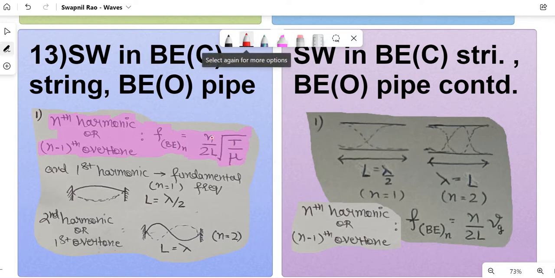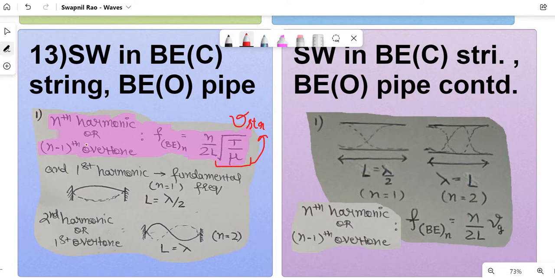It is equal to n by 2L under root T by mu. This is basically nothing but the velocity in a string. I'll write it as STR. Do you remember I mentioned above that the velocity in a string would be under root T by mu? This is the same formula. I'll underline it because it might be confusing. So this entire term over here would be the velocity of a string. So n by 2L under root T by mu.